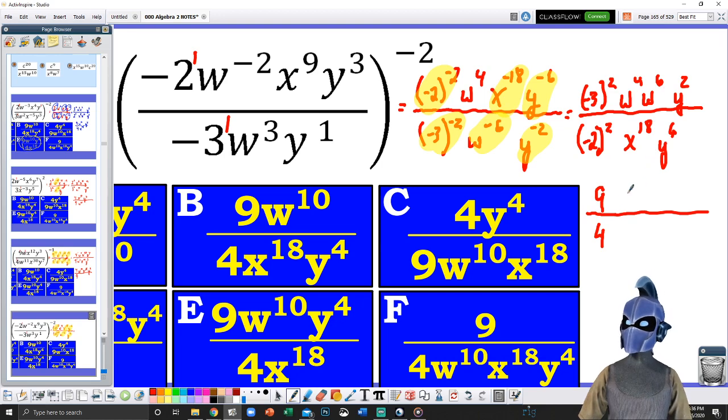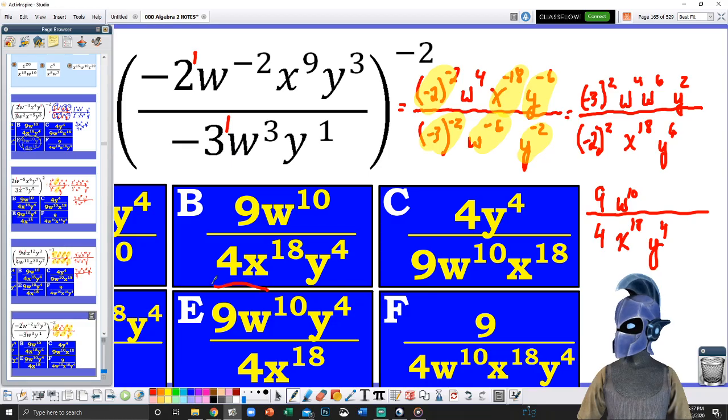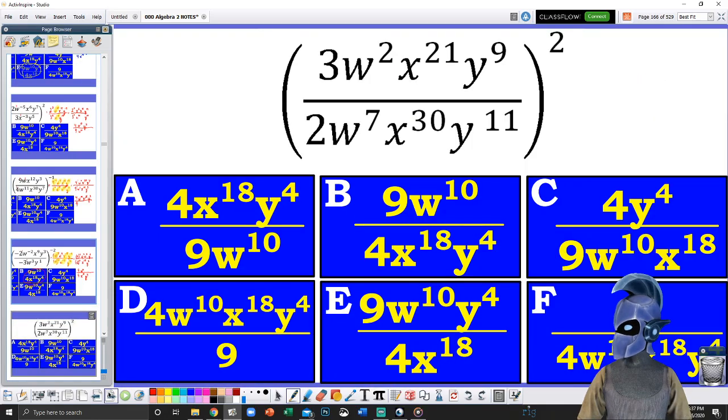So here I've got the w's together. That gives me 10. I have only one x, so I'm going to copy that one. Now, finally, I have a bigger exponent on the bottom, so I'm going to write my y on the bottom. 6 minus 2 gives me 4. And I'm feeling like that's my answer. Does this match anything? Oh, yes. It matches B right here. B like burrito. All right, on we move.